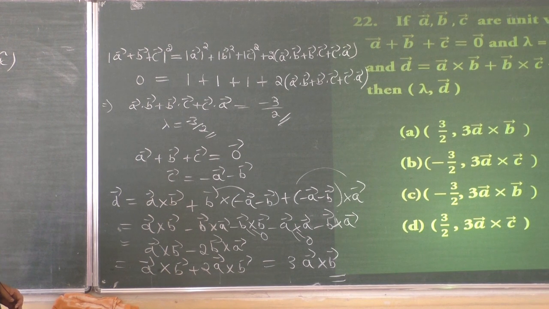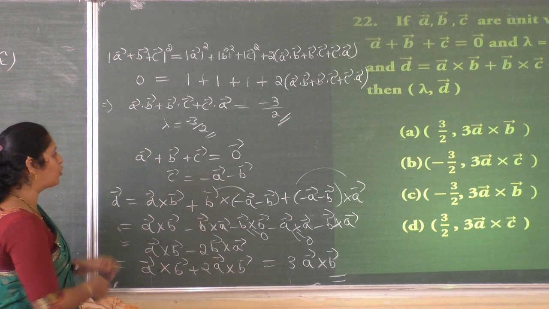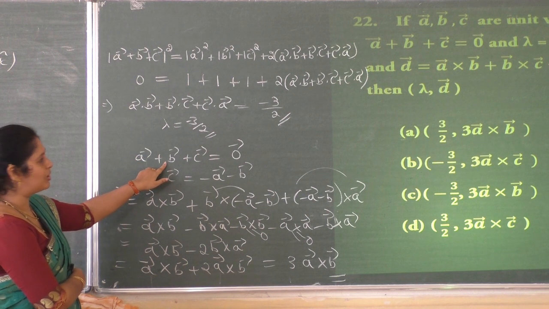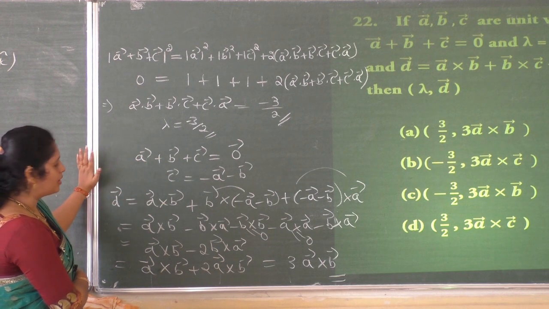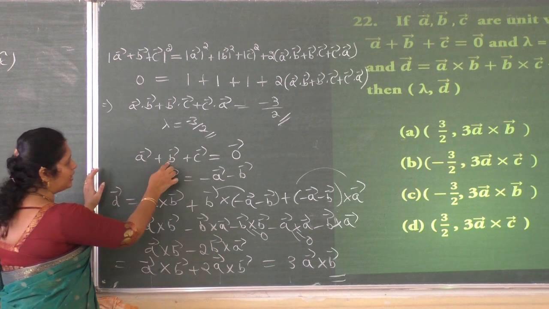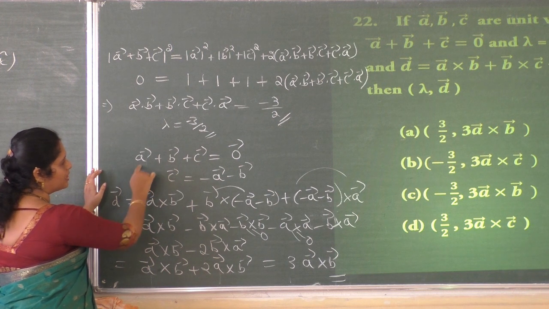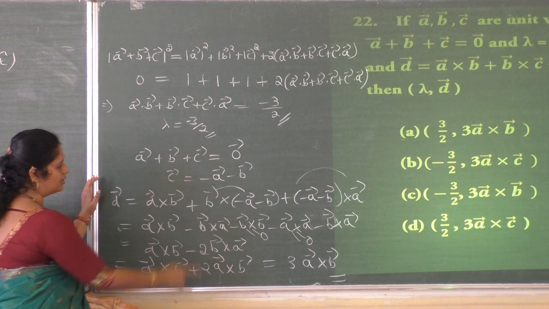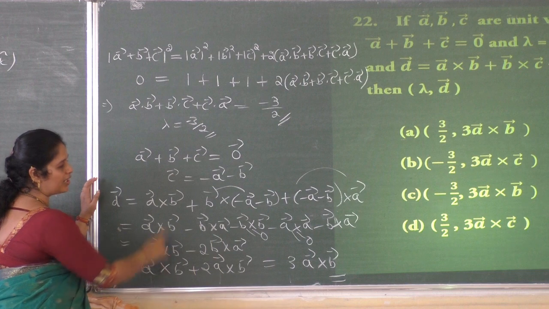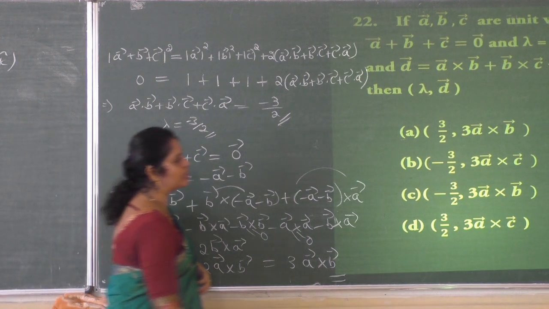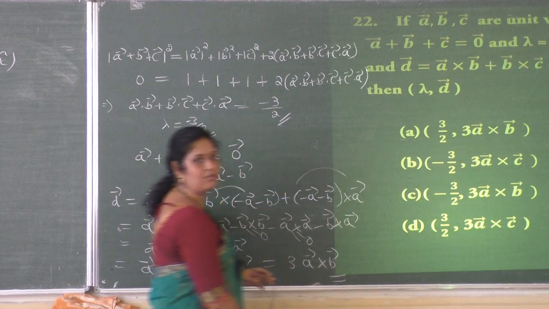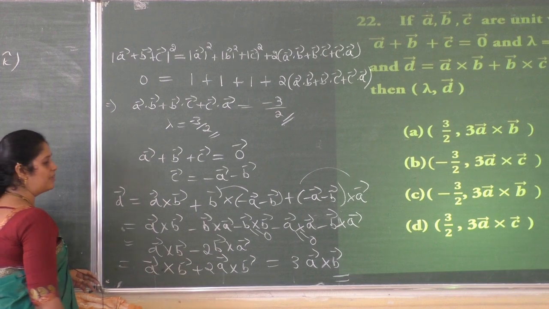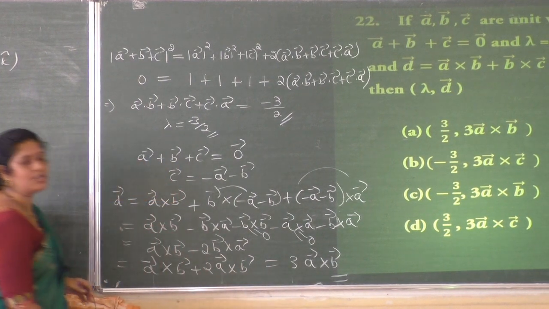But here you can substitute for B also. If you substitute for A, there is no use. You can substitute for B also, but you will get a different answer, writing B as minus vector C minus vector A. That means you are not getting 3 vector A cross vector B, you would get it in terms of vector C. Okay, the answer is minus 3 by 2, that is lambda, and vector D is 3 vector A cross vector B.